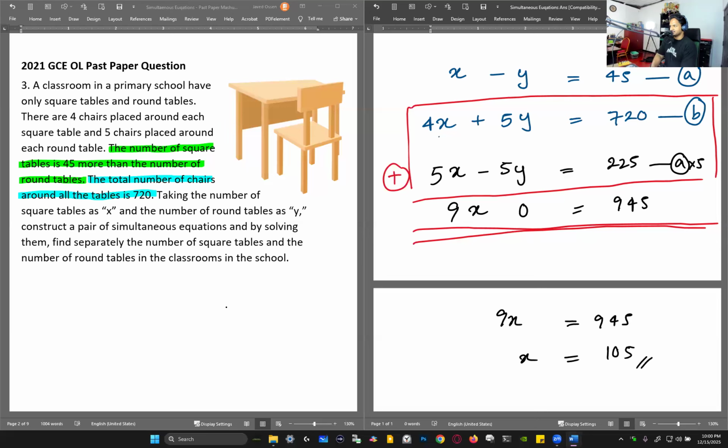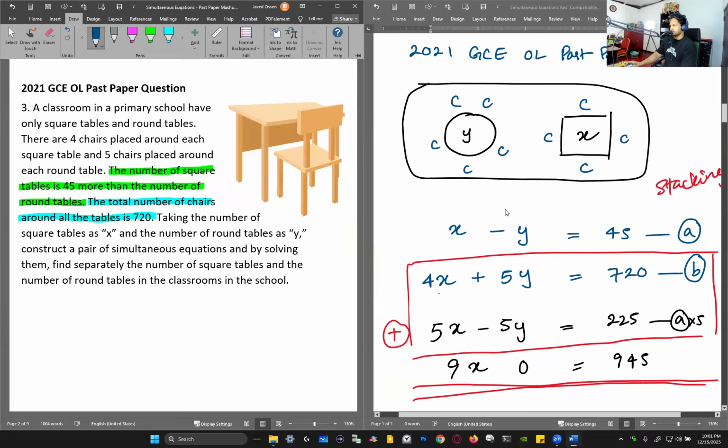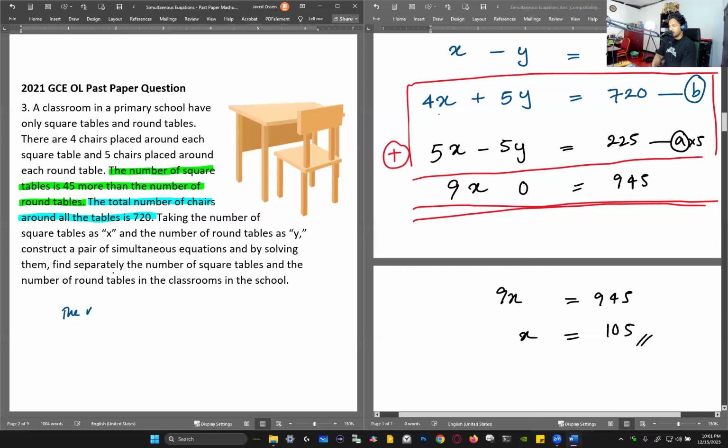I can write that. The number of square tables equals 105. You have to write this, if not, you won't get full marks. The number of square tables equals 105. That's good. So I know that.